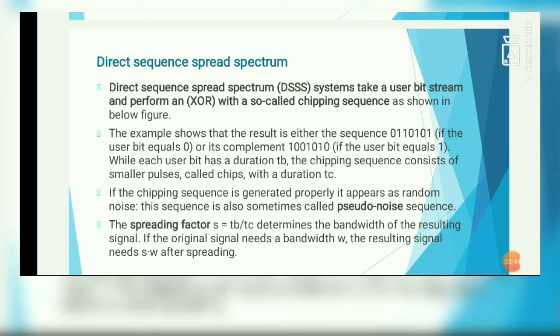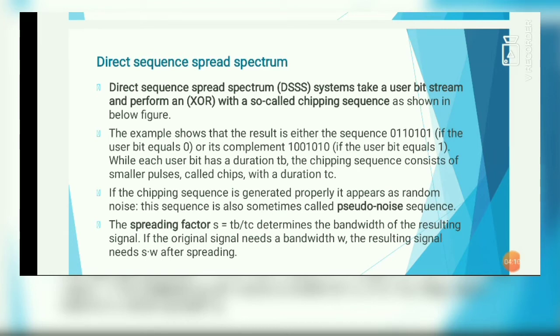The spreading factor S is equal to Tb by Tc. It determines the bandwidth of the resulting signal. The spreading factor can be calculated using the formula S = Tb/Tc, where Tc is the chipping duration and Tb is the user bit duration.